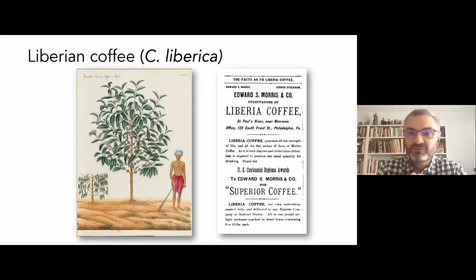And from a market perspective, it was really interesting because at least for a couple of years, if you look at the literature around it, the market was like, wow, this is a super interesting new coffee, but they couldn't decide whether this was a good thing or a bad thing. If you see on the ad to the right, you can see in the middle, Liberia coffee possesses all the strength of Rio, all the fine aroma of Java or Mocha coffee. As it is both heavier and richer than either, less is required to produce the usual quantity for drinking.